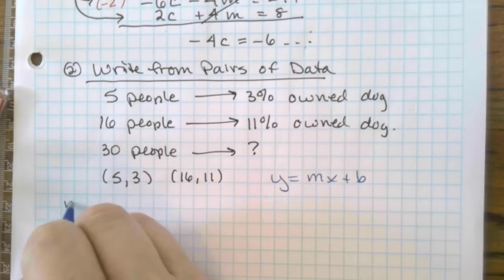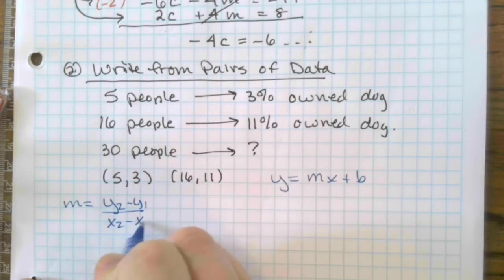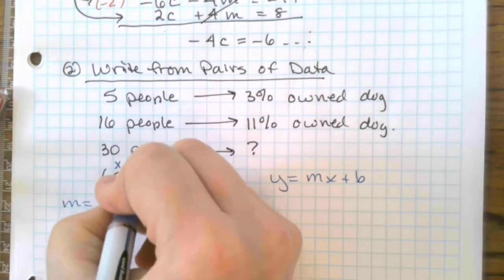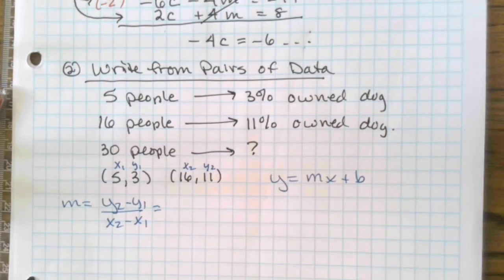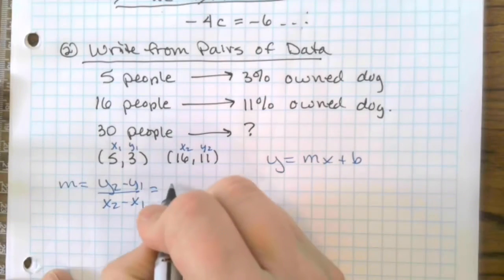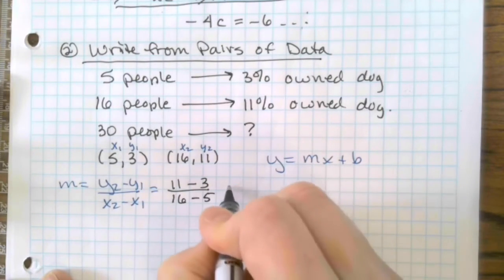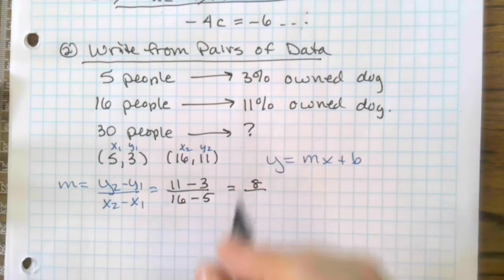Okay, so remember your slope. Slope is y2 minus y1 over x2 minus x1. Designate your points, x1, y1, x2, y2. Substitute them in the slope formula. So 11 minus 3 over 16 minus 5. So 11 minus 3 is 8. 16 minus 5 is 11.